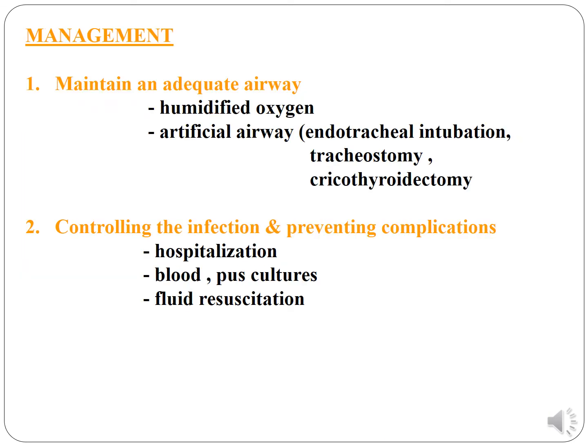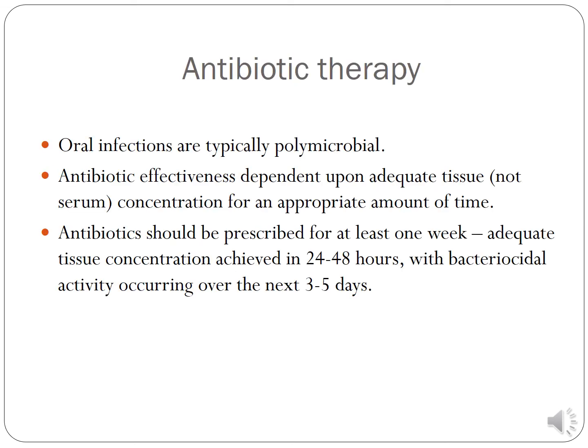And in management, as I've already told you, maintain an adequate airway with humidified oxygen. You might need tracheostomy, cricothyroidectomy, or endotracheal intubation, and control the infection by hospitalizing and then repeated blood and pus cultures with fluid resuscitation. And then your antibiotics should be specifically selected after obtaining a series of pus cultures. The microbial origin, you cannot pinpoint to one microbe, so all these infections are polymicrobial. Remember that as the infection progresses to space infection, the spectrum changes from gram positive aerobes to gram negative anaerobes.